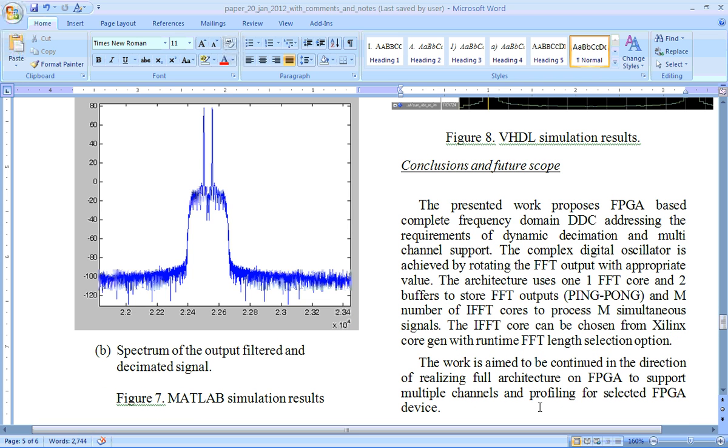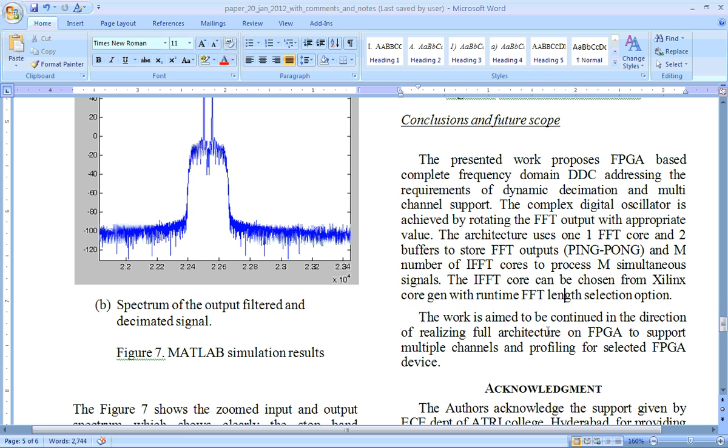The presented work proposes an FPGA based complete frequency domain DDC addressing the requirements of dynamic decimation and multi-channel support. The complex digital oscillator is achieved by rotating the FFT output with an appropriate value. The architecture uses one FFT core and 2 buffers to store FFT outputs, that is ping pong, and m number of IFFT cores to process m simultaneous signals. The FFT core can be chosen from Xilinx CoreGen with a runtime FFT length selection option. The work is aimed to be continued in the direction of realizing the full architecture on FPGA to support multiple channels and profiling for the selected FPGA device.